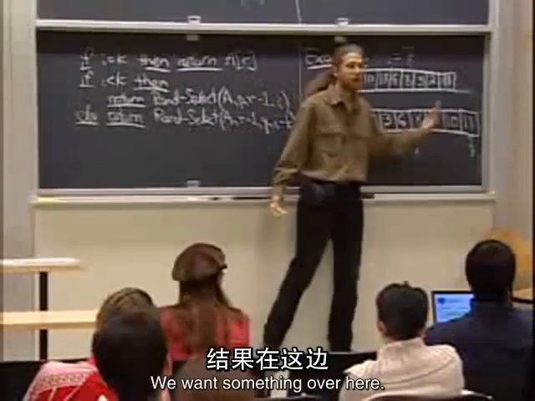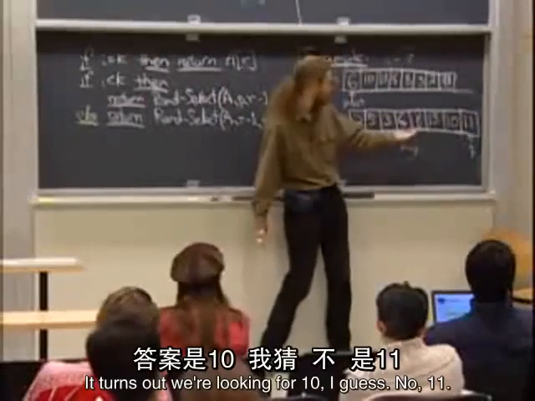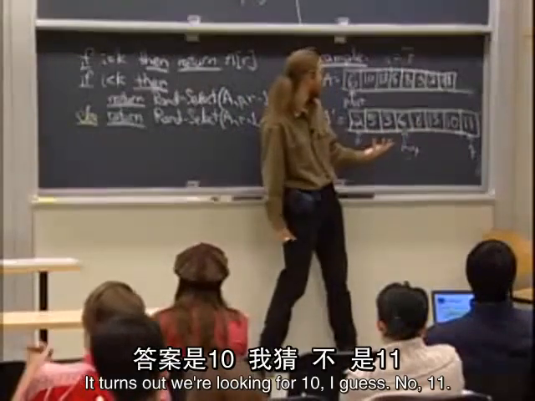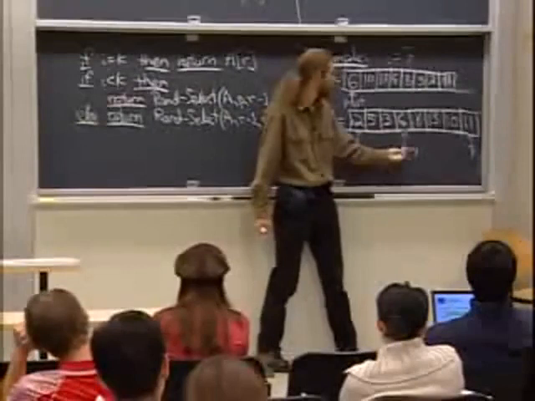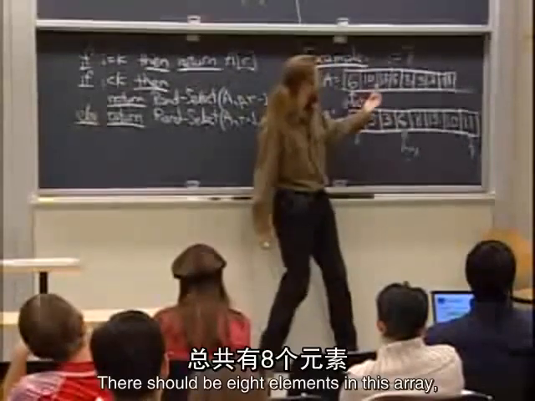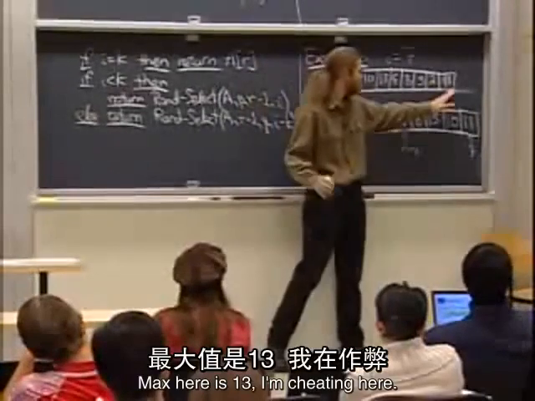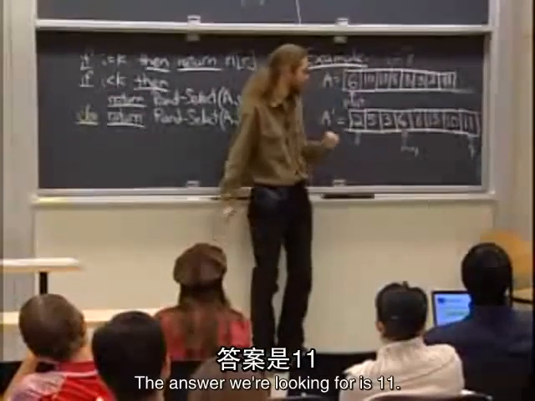We happen to be looking for 7, and we happen to get this number 4. So we want something over here. Okay, it turns out we're looking for 11, right? There should be 8 elements in this array, so 7 is the next to max. Max here is 13. So I'm cheating here. The answer we're looking for is 11.